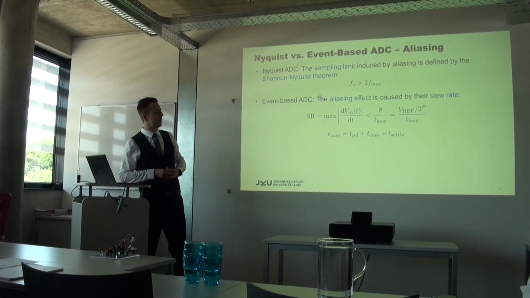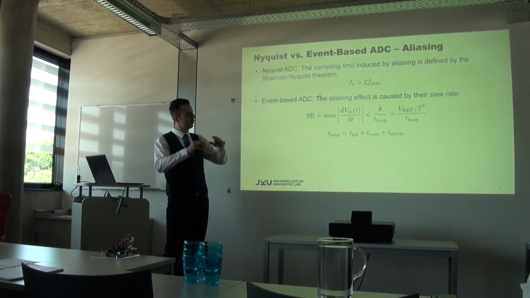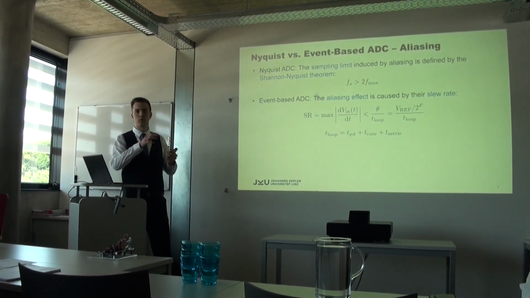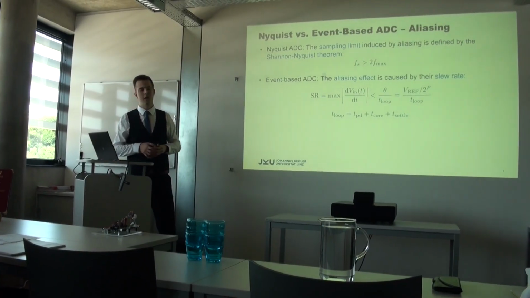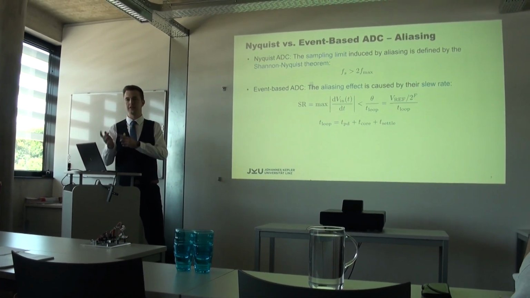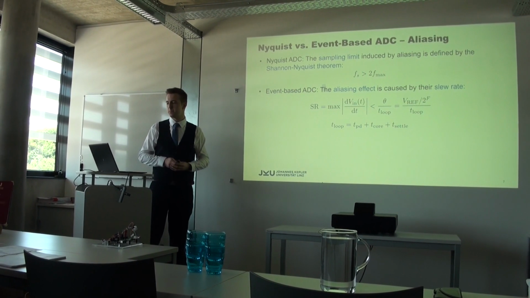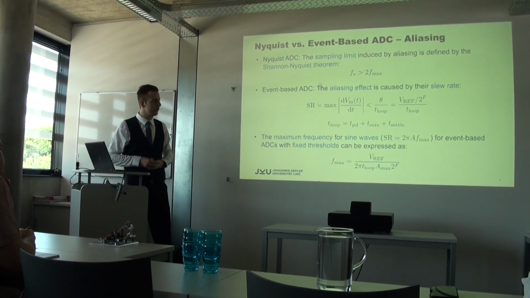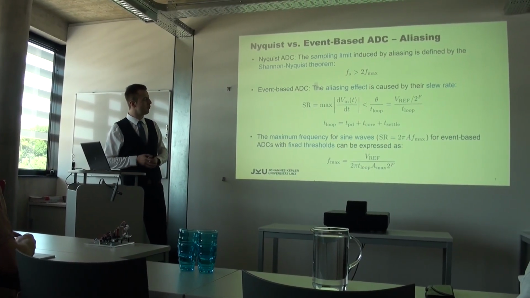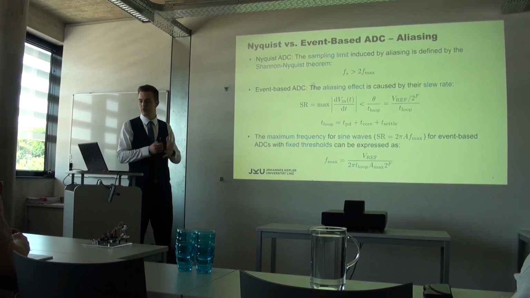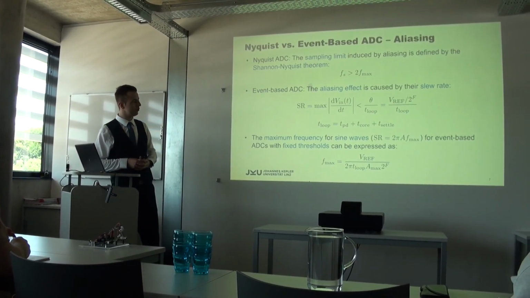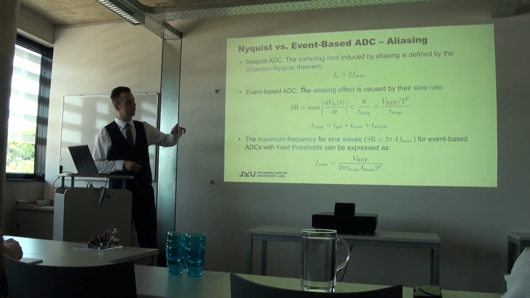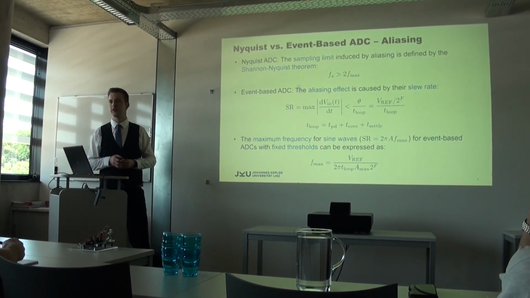The slew rate is mainly defined by the threshold and the loop delay. And the loop delay consists of the propagation delay of the comparator, the processing time of the digital core, and the settling time of the DAC. If we, for example, plug in the slew rate for a sine wave, we can derive the maximum input frequency for fixed thresholds for a sine wave input. And we see that T_loop and the DAC resolution F are the main parameters to tweak here.